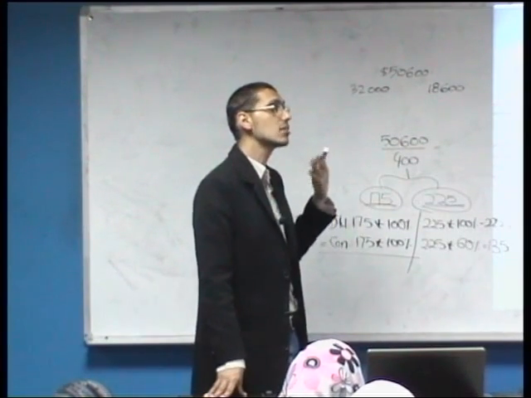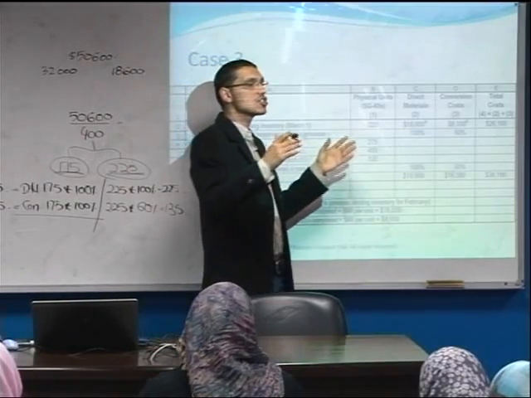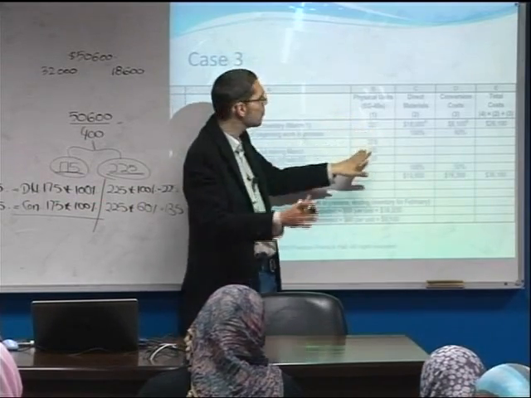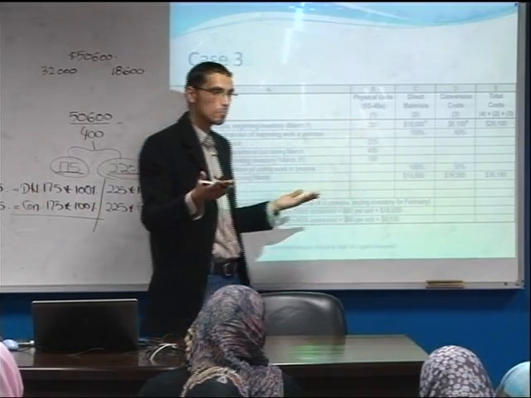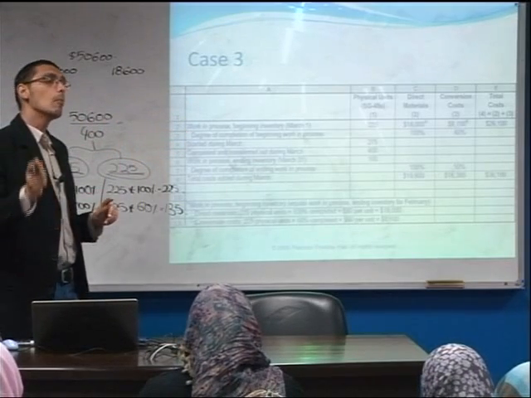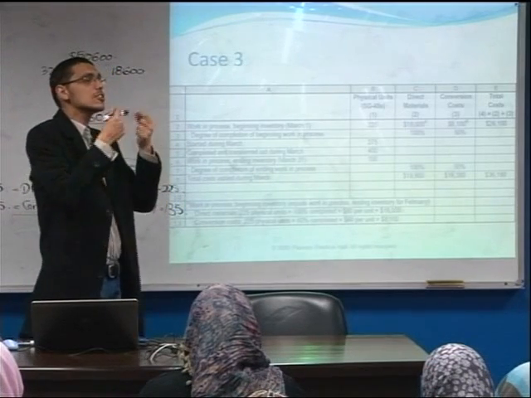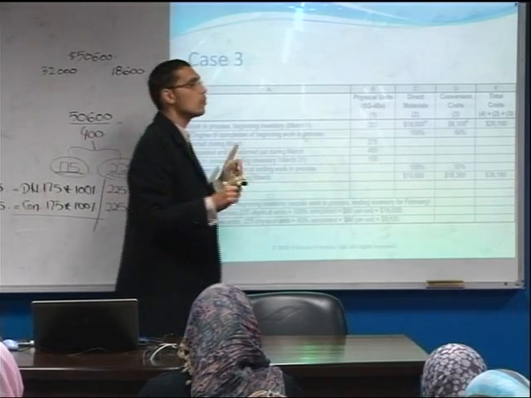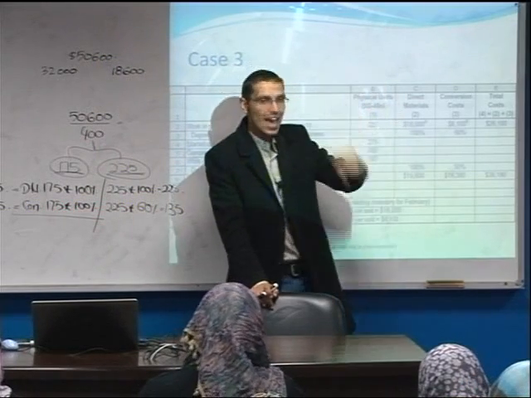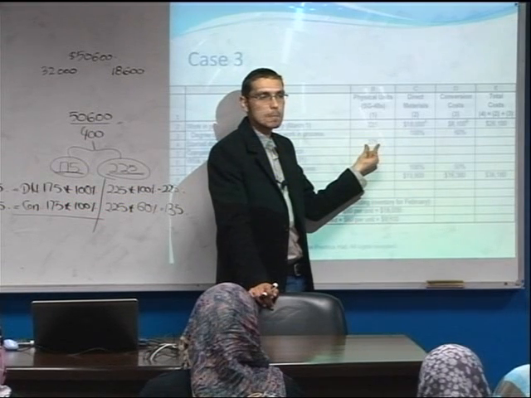Of course, if we are using the weighted average, it means that we are assuming that we are completing the 225 at the same time as starting the 275. Therefore, we will use a weighted average method. But on the other hand, if we use the first in, first out, it means that first of all we are going to complete the 225 units and then start the 275 units.